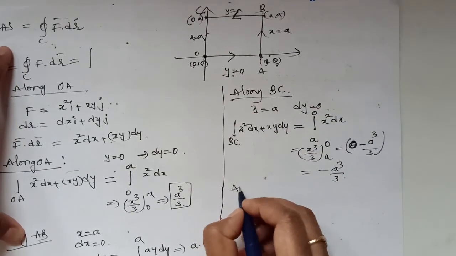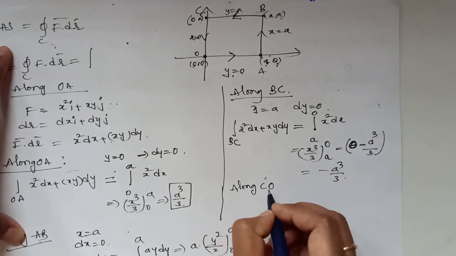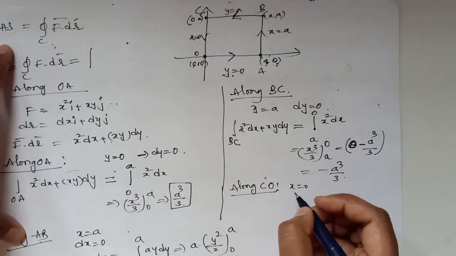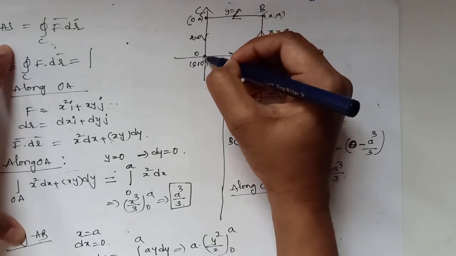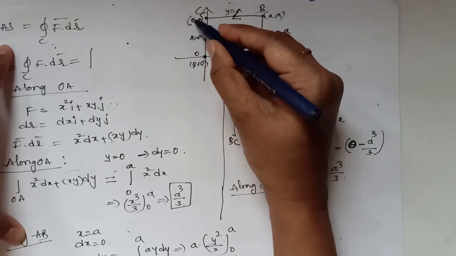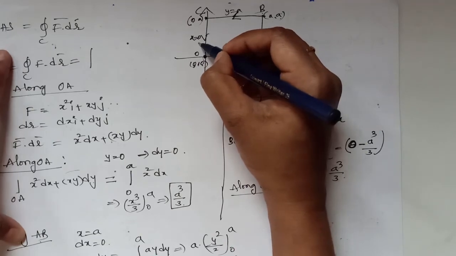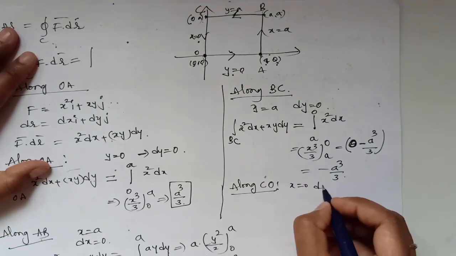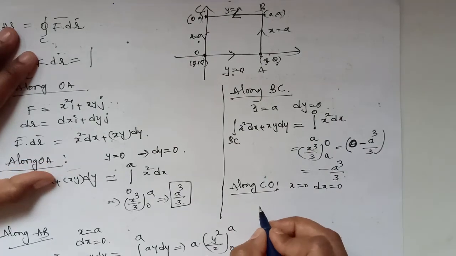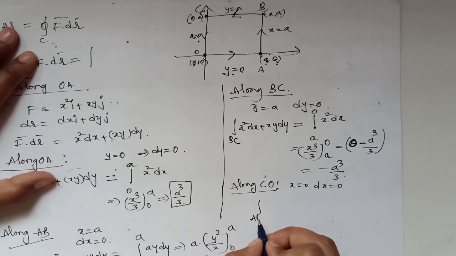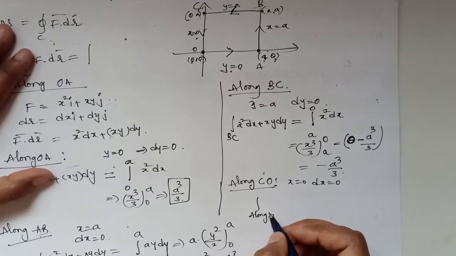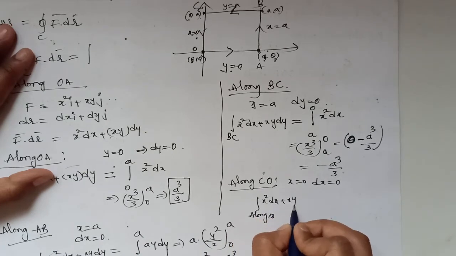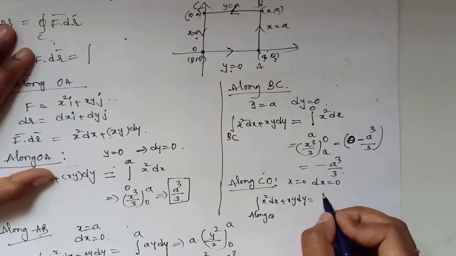Now along CO, x is equal to 0. Along CO, the x coordinates are the same, no? 0, 0. That means it is x is equal to 0. Y varies from a to 0. When x is 0, dx is 0. Y varies from a to 0. Along CO, this x square dx plus xy dy is equal to integral.